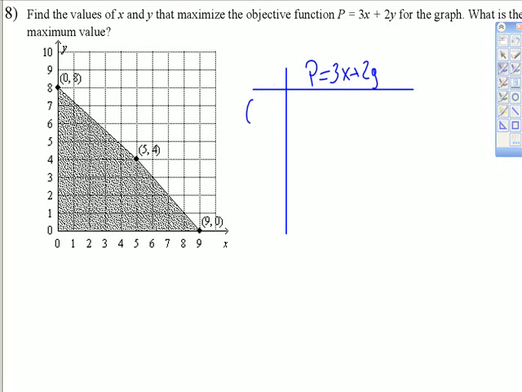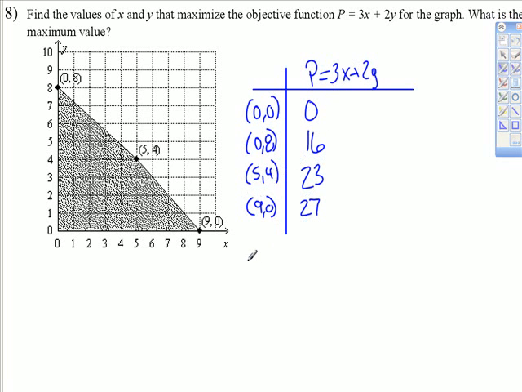But if we're going to check this, we should probably check (0, 0), (0, 8), (5, 4), and (9, 0). (0, 0) is not going to give us much. 3 times 0 plus 2 times 0. (0, 8), 8 times 2 is 16. (5, 4), 5 times 3 is 15 plus 4 times 2 is 8, so that gives me a whopping total of 23. And (9, 0), 9 times 3 is 27 plus 0 times 2 is 0, so that gives me a whopping total of 27.